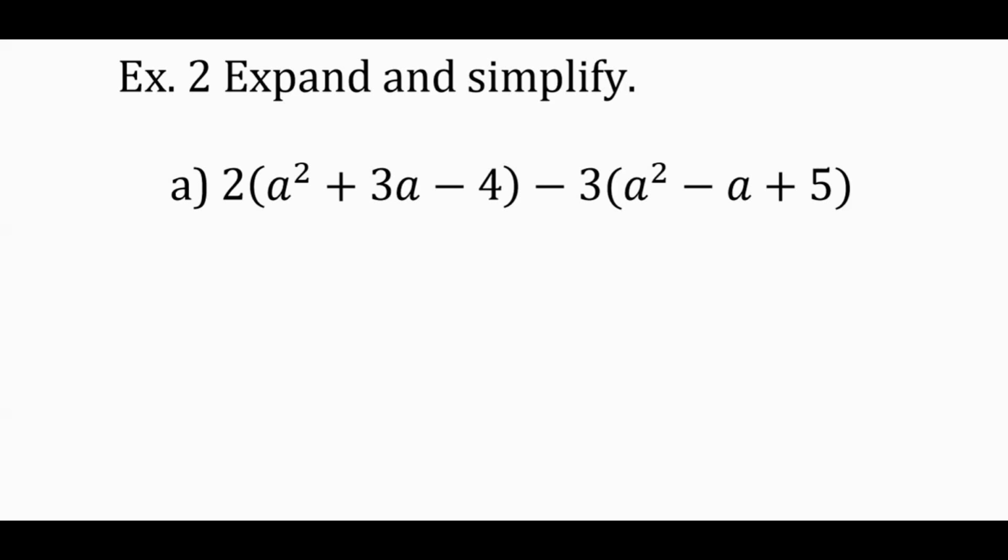And I just want eyes up for a second here. I know you're writing this down, but I just want you to look. This says I have 2 of this bracket. Literally, I have 2 of them. 2 of that bracket. 2 of everything inside that bracket. 2 of this, 2 of this, and 2 of this. But I stop at the end of the bracket, and I've got 3 of that bracket.